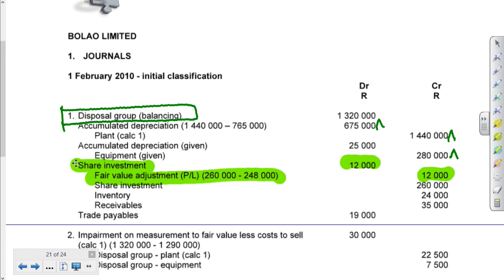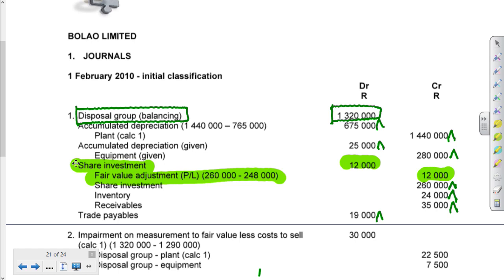Cost of equipment and ACDEP of equipment, which was given, agreed. Cost of the share investment, or fair value of the share investment. Cost of the inventory, cost of the receivables, carrying amount of inventory, carrying amount of receivables, carrying amount of payables. If you take all of those numbers, they all balance back to this disposal group balancing figure of 1320, which, if you had done your workings the way I said, was your first column. Do you agree? And that's the big journal.